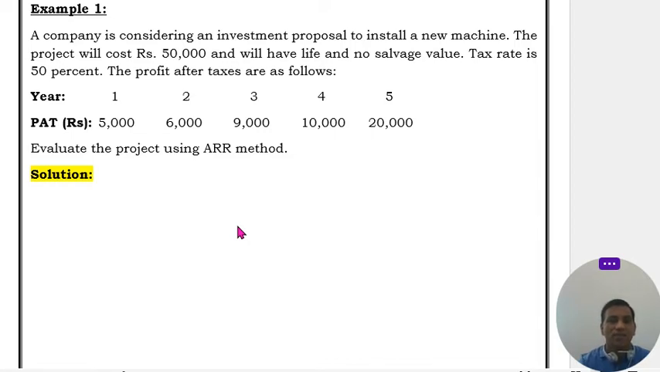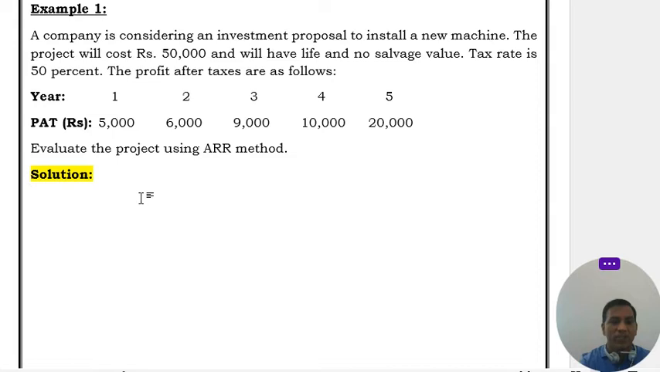So here, if you see, the cash outflow, the cost of the project, is 50,000, and coming to the cash inflow, profit after taxes are given directly. For the purpose of calculating ARR, what we need is profit after tax only. And in this question, profit after taxes are given directly, so we can use the direct formula, substitute the values in the formula, and calculate ARR here.